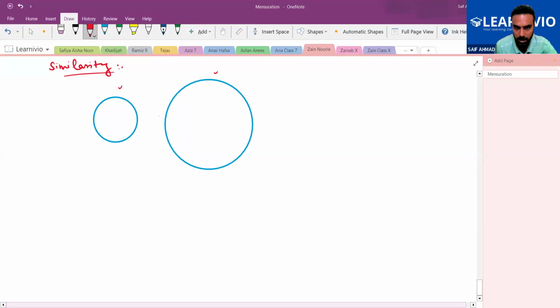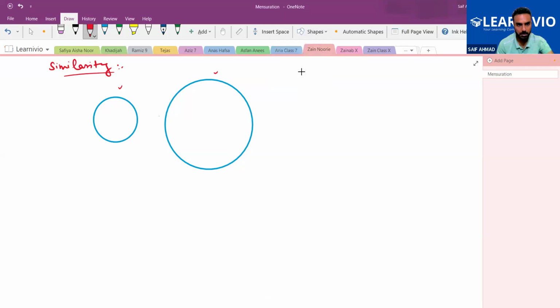By looking, they look similar. But in mathematics, what are the requirements for shapes to be similar? The shape has to be exactly the same. If not, the size can be different. If the sides are not equal, will they be the same or not?